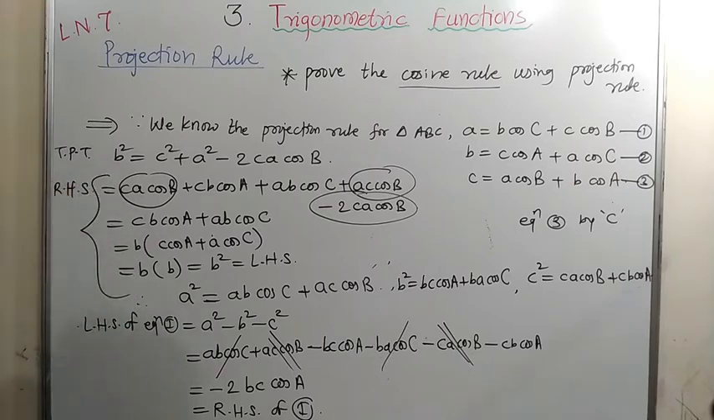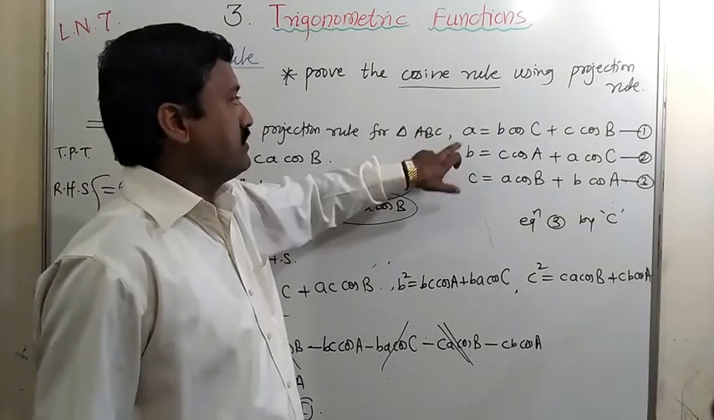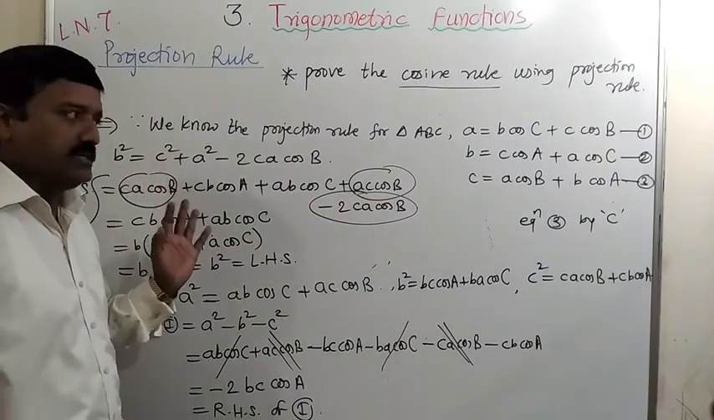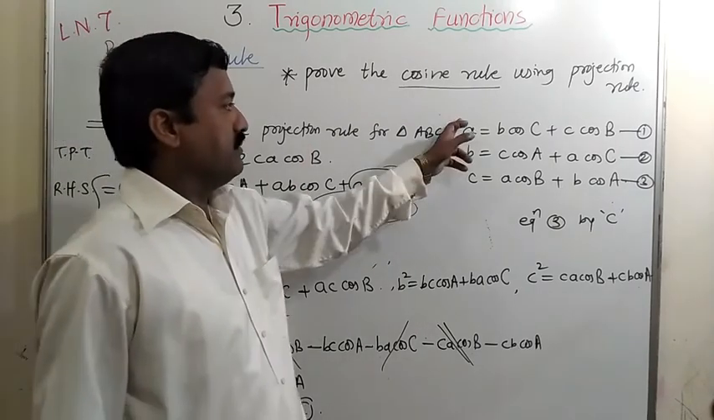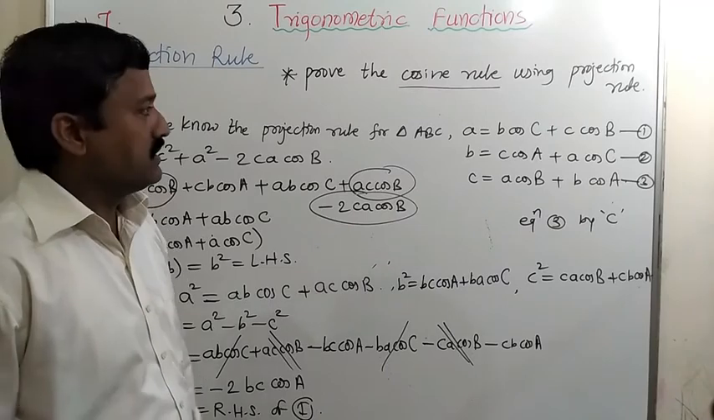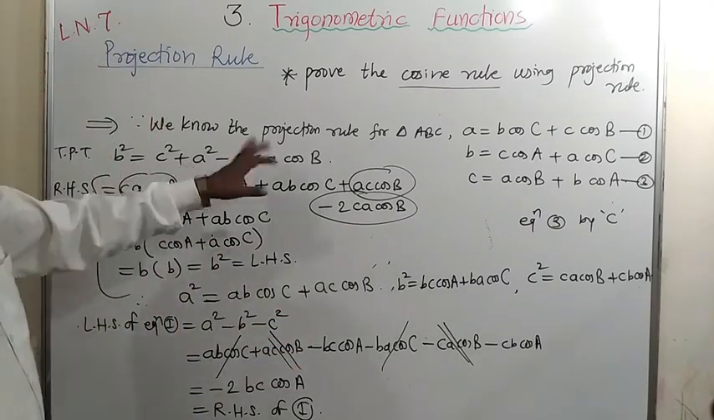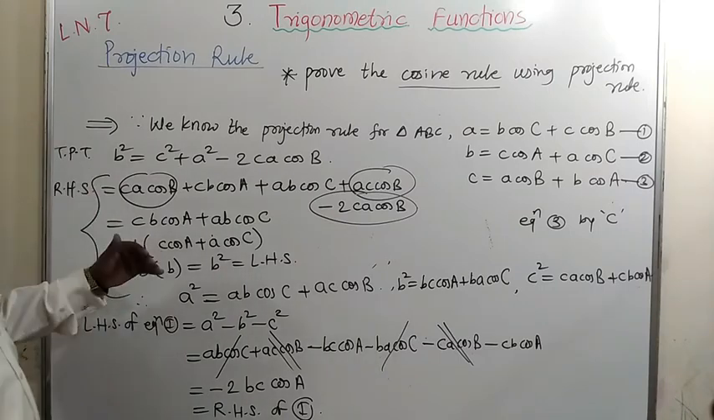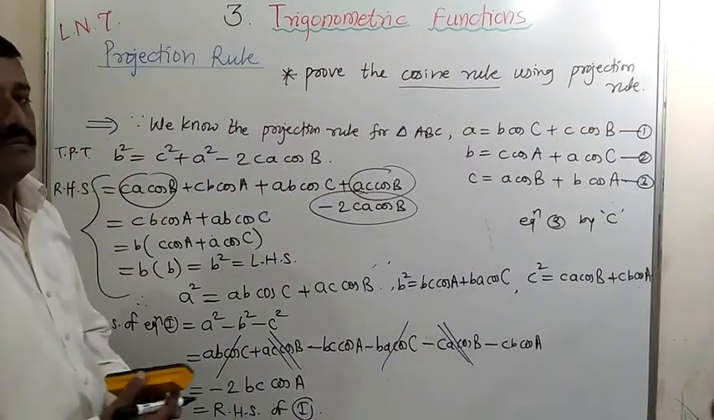Okay, so it is very simple. Just remember, in projection rule we have the values of a, b, c, and in cosine rules we have a square, b square, c square. So whatever combination you are taking, just multiply these rules by the respective values, either a, b or c, and just take that addition or subtraction, you will get the other side. This is the way to prove cosine rule using projection rule.